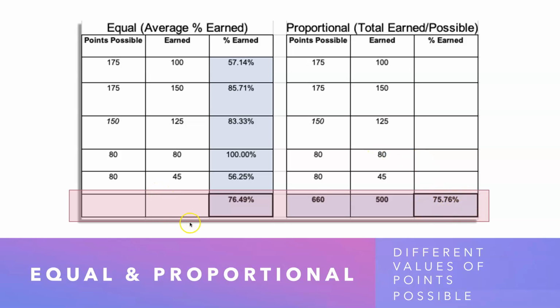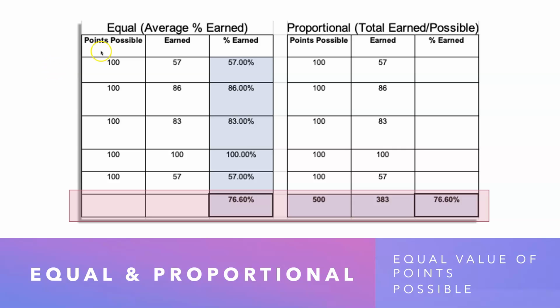As you can see, there is a small difference in the outcome for the two types of weightages. Also notice that in this example, the total points possible vary from item to item. In this example, all items have 100 as the possible point value. The value of the calculated weighted grade will be the same irrespective of whether it's equal or proportional.